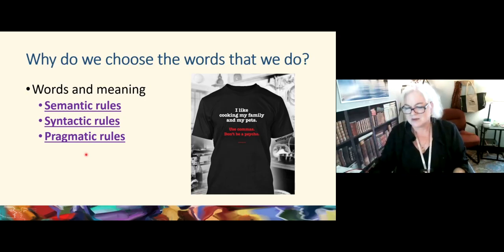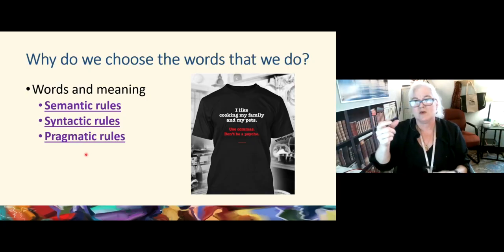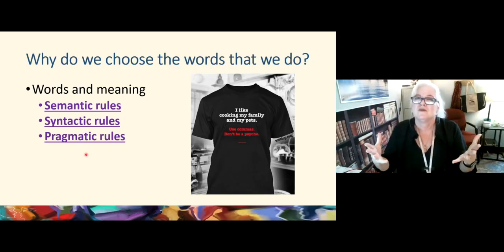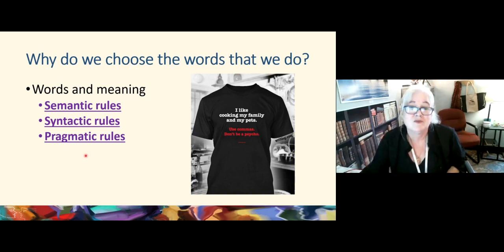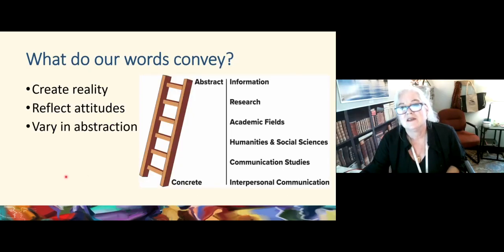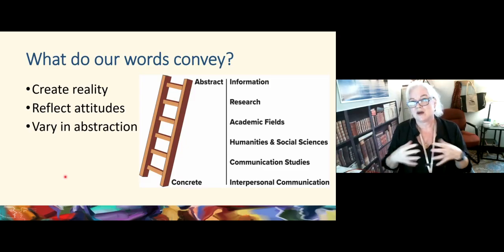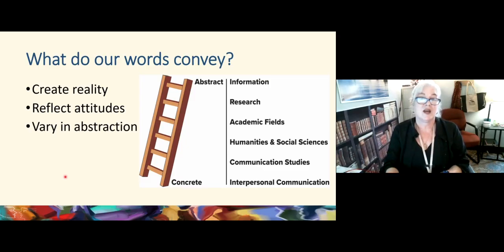And then when I was teaching high school first time around, I believe it was in 94, 95, 96, the word gay meant, oh, that's stupid. So pragmatic rules, that's where you get a lot of the slang and things like that. But they still have rules that define them. Now, next, what we're going to look at is what do our words convey, okay? So our words create our reality, and they reflect our attitudes about things. Have you noticed we can definitely give an opinion based on words?